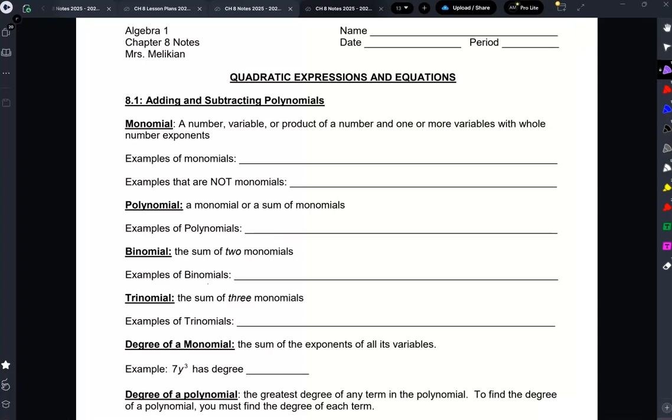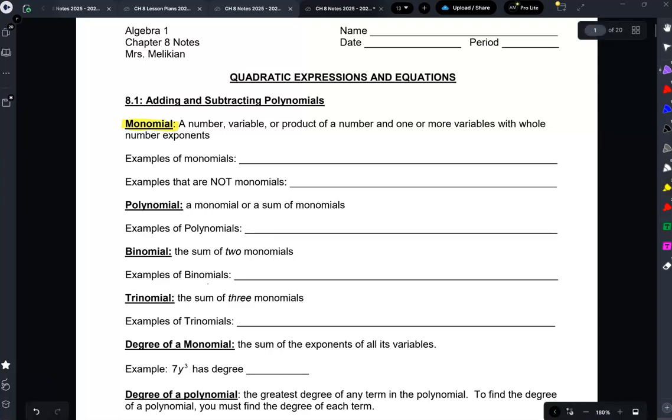8.1 starts with adding and subtracting polynomials. And we'll talk about what that is. So first, let's start with building blocks of expressions. A monomial is either a number or a variable or the product of a number and a variable, and with whole number exponents, right? So that's a lot. So let's see what that is.